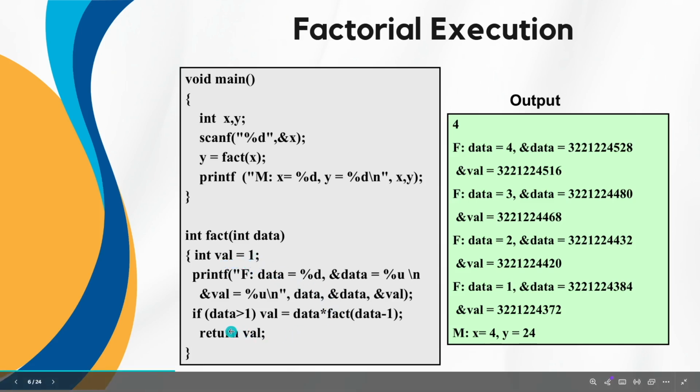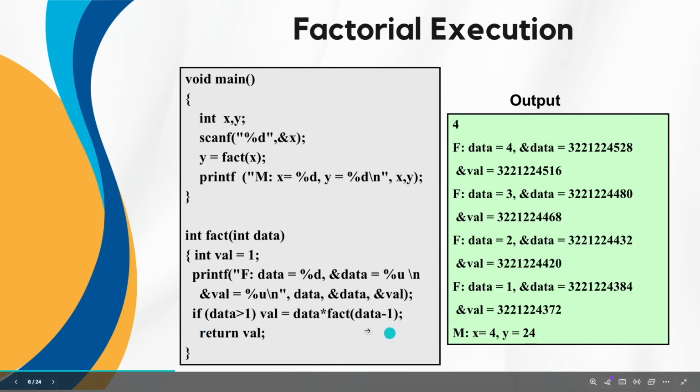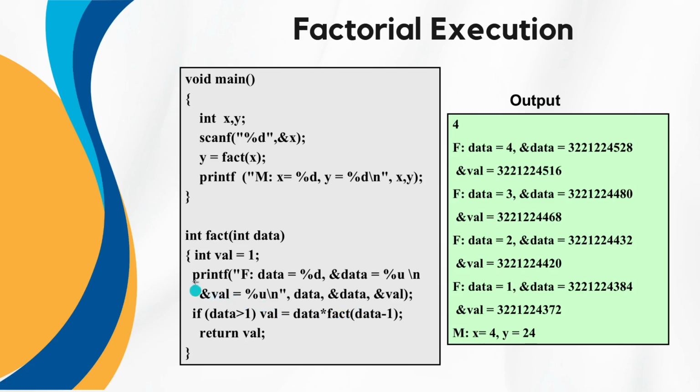So, here you could see if data is greater than 1, then we call this function. So, we have the statement val is equal to data star fact of data minus 1. Otherwise, this is our actual expansion, the recursive definition. Just for understanding's sake, we have put a printf statement before this recursive definition to know the intermediate values during execution. Initially, as you see, I make a call to the function with the value of 4.